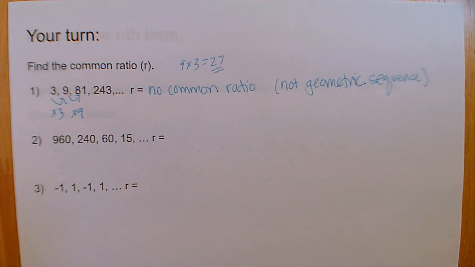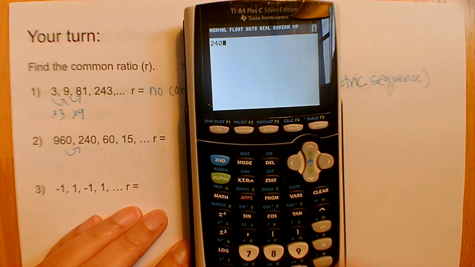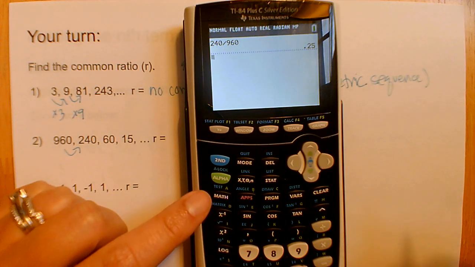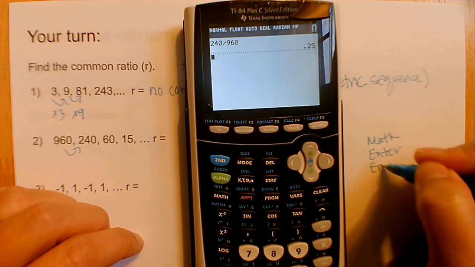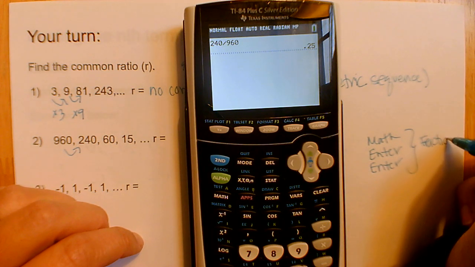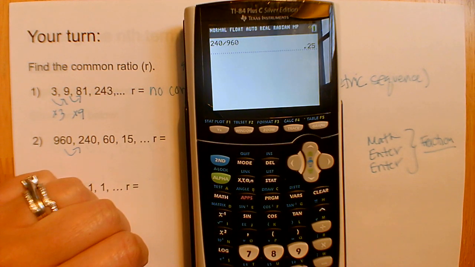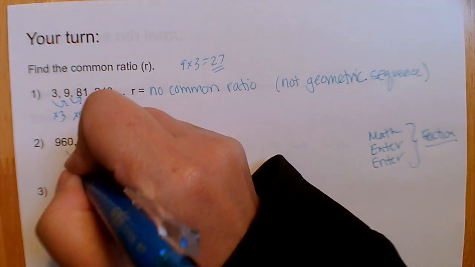All right, let's try the second one. Okay, so we have 960 to 240. All right, so let's take that second number, 240, and divide it by 960. We're going to come out with 0.25. Again, decimal is okay, but let's press math, enter, enter, and we'll be able to turn it into a fraction. So math, enter, enter, 1/4. Excellent. So this is times 1/4.